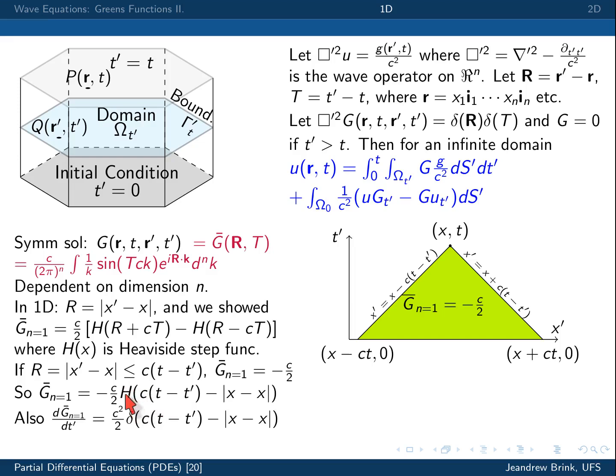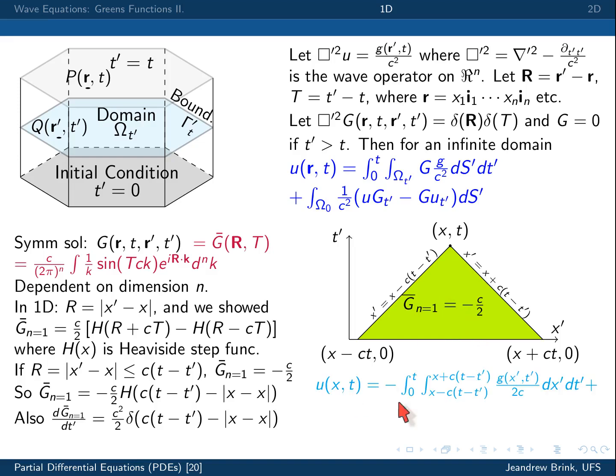In fact, for a specific field point x and t, this Green's function g is only non-zero in this green triangle, where it's equal to minus c over 2. You can see that the boundaries of the triangle are given by the lines at which this interior function is equal to 0. So if you have x prime minus x equals minus (t minus t prime), and here you have x prime minus x equals plus (t minus t prime). This is the domain of dependence that we discussed in lecture 7, I think.